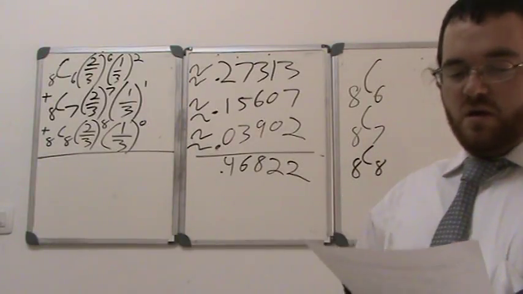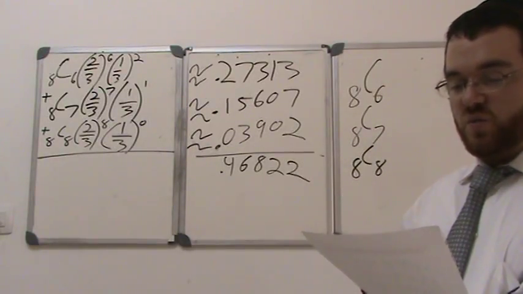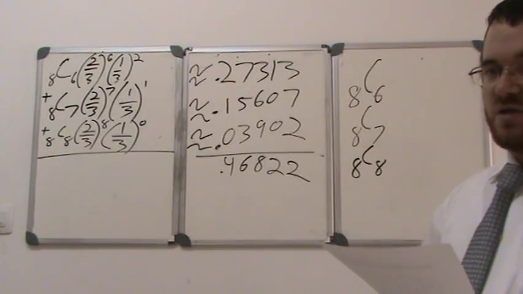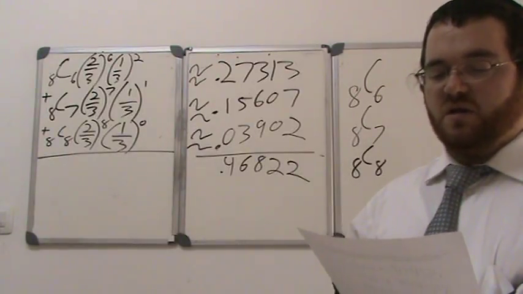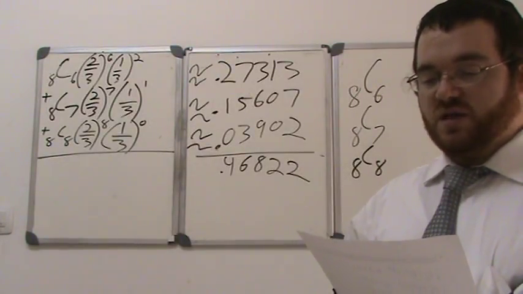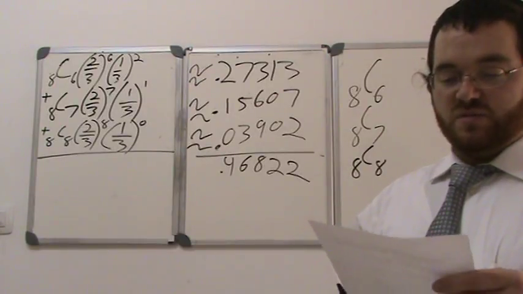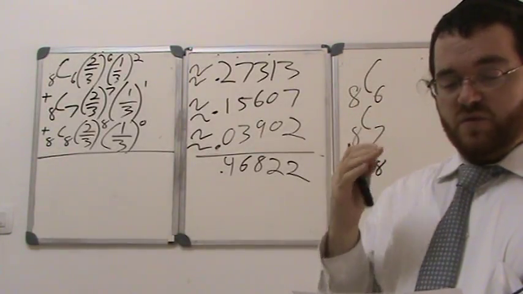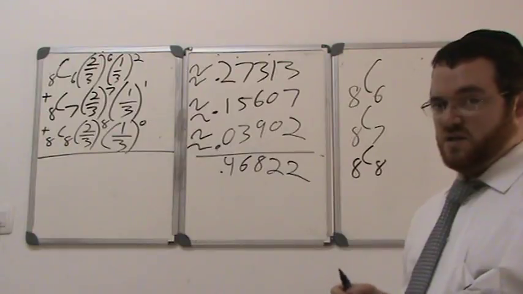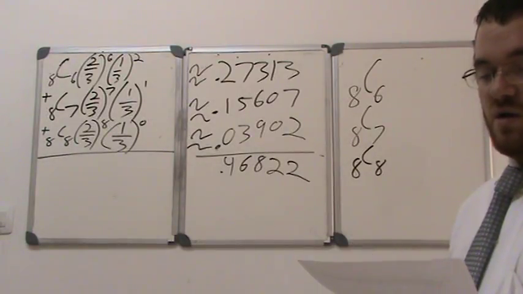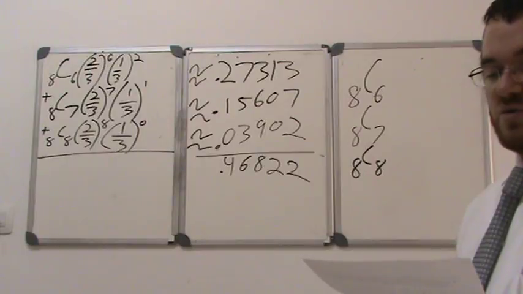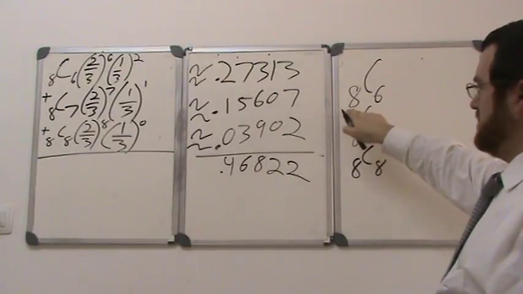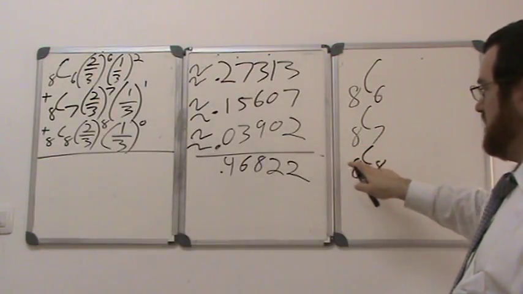Question 38. The probability that the Stormville Sluggers will win a baseball game is 2 over 3. That means the probability of them not winning is 1 over 3. Determine the probability that the Stormville Sluggers will win at least 6 of their next 8 games, to the nearest thousandth. So they could win either 6 out of 8, or 7 out of 8, or 8 out of 8.